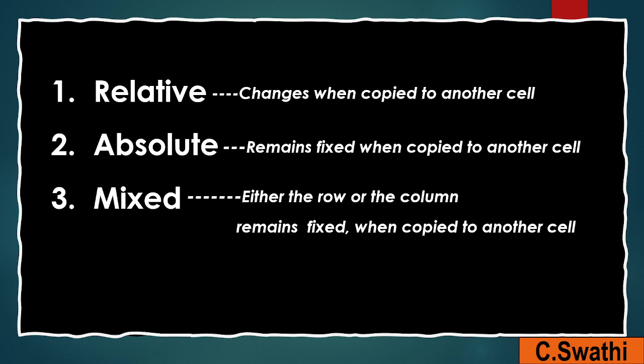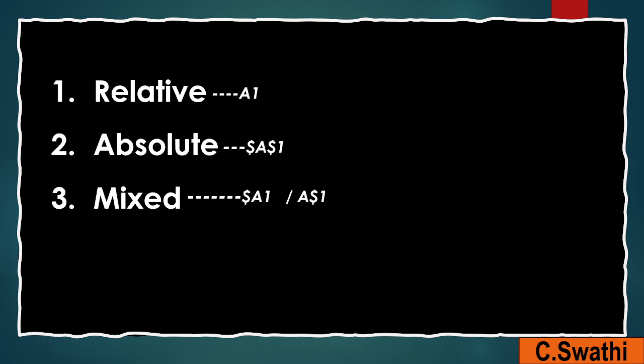In an absolute reference, the formula remains fixed when copied to another cell, whereas in a mixed reference, either the row or the column remains fixed. To lock a row or a column in references, we use a dollar sign.